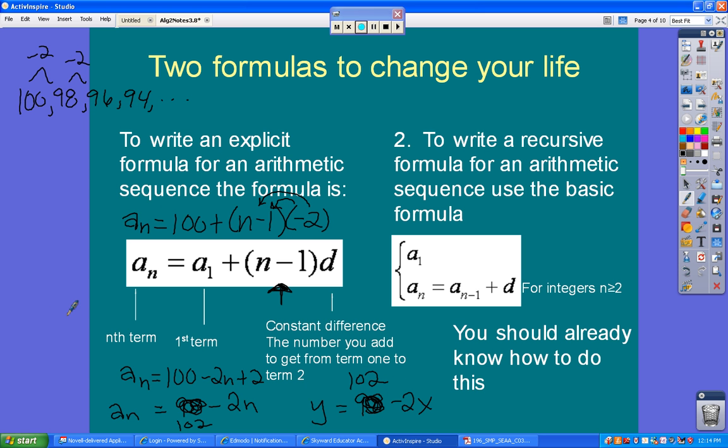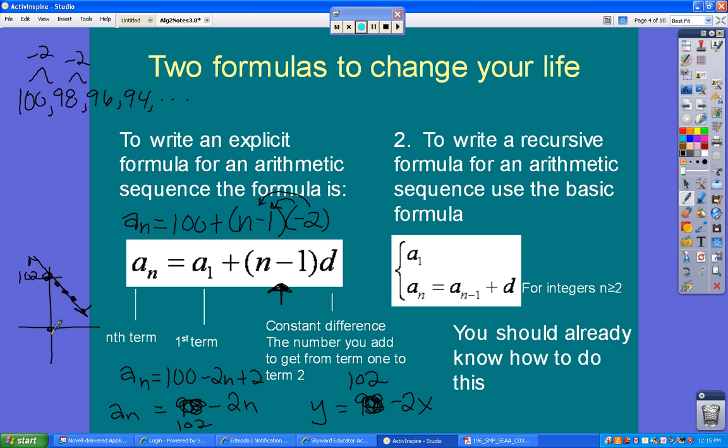If I graph that, the y-intercept's up here at 102. And each time I'm going down 2 over 1. So my slope is negative 2. This is a constant decrease situation. And this makes sense because my sequence is decreasing. I shouldn't connect the line here because this is discrete. I can only plug in ones, integers.